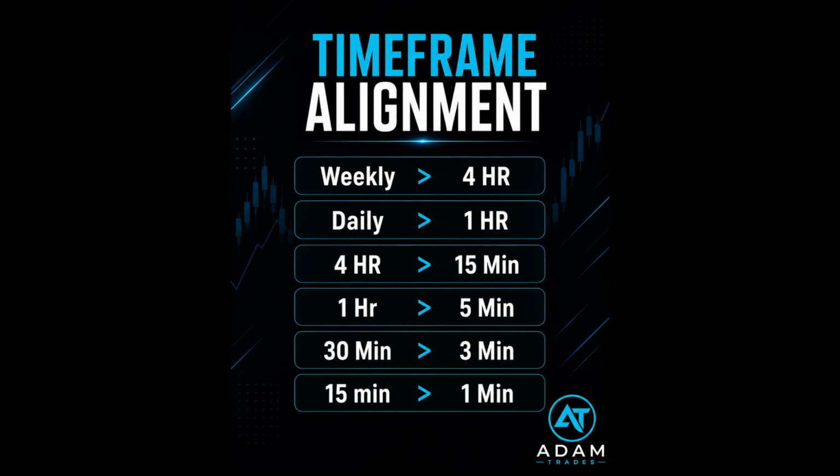So you could use the weekly for your bias. You could then drop down to the 4 hour to find your structure. And then from the 4 hour, you would go down to the 15 to find the entry. Another common one that I will use is finding the bias on the daily, dropping down to the hour for the structure, and then dropping down to the 5 minute to enter from there.